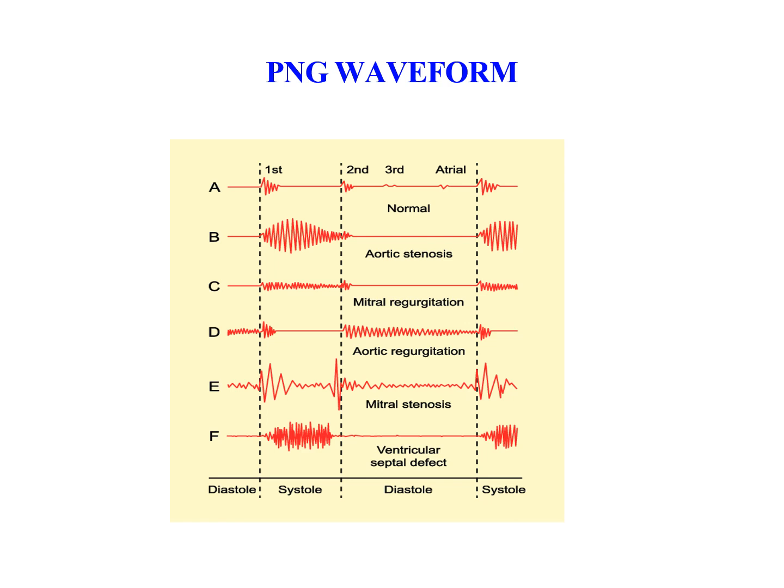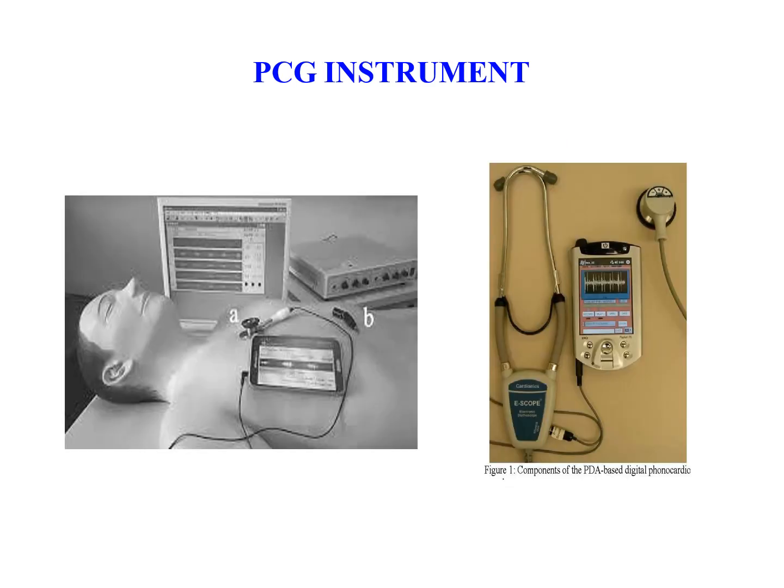The first diagram is normal, with first, second, third heart sounds. Next are aortic stenosis, mitral regurgitation, aortic regurgitation, mitral stenosis, and ventricular septal defect. These are the types of phonocardiogram waveform. This is a phonocardiogram instrument. This is a measurement of the phonocardiogram. These are the components of the PDA based digital phonocardiographic equipment.